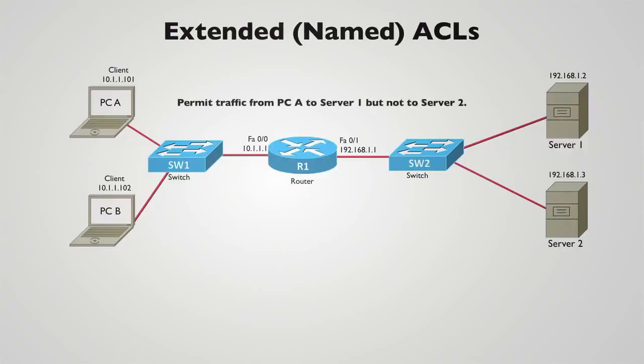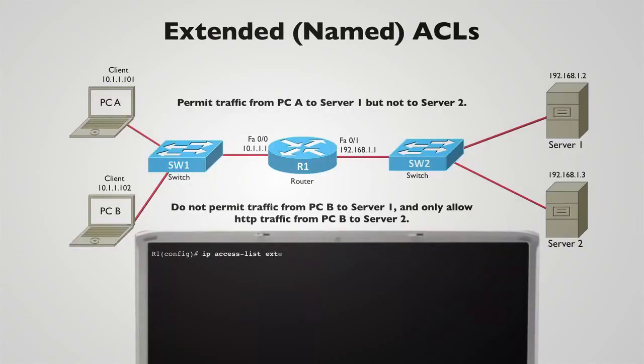Let's use the same set of goals that we had in our previous example, and that is PCA, we want it to be able to reach server 1, but not server 2, and PCB, it should not be able to reach server 1 at all, and it should be able to reach server 2 only using port 80, only using the HTTP port. Here's how we can set up an extended named access control list.